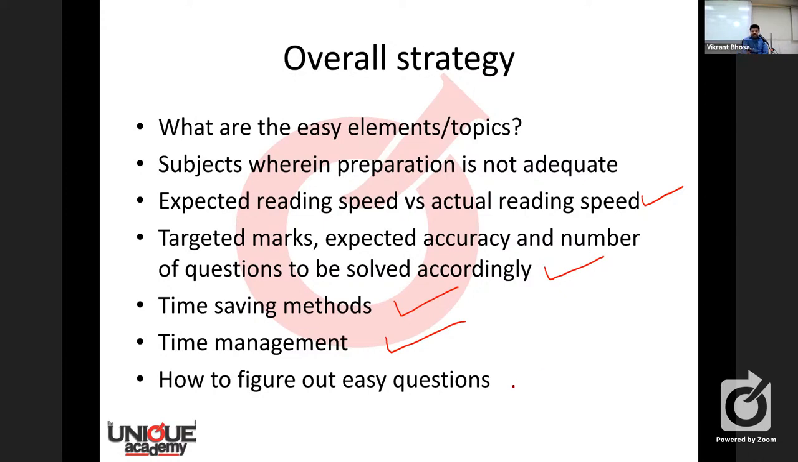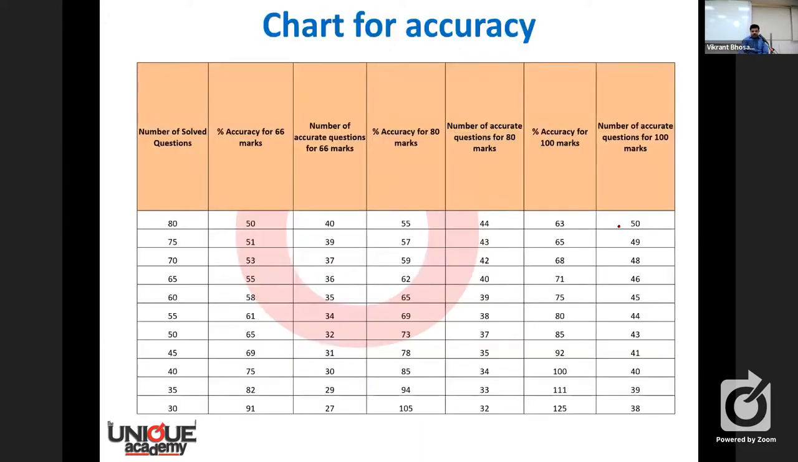And finally, you have to understand how to figure out easy question. जो किसकी वजह है मैं आपको बताऊंगा क्या है. अगर ये आपने सीख लिया, you can easily pass the exam. Okay, so ये element समझ में आ गए. Now look at table.